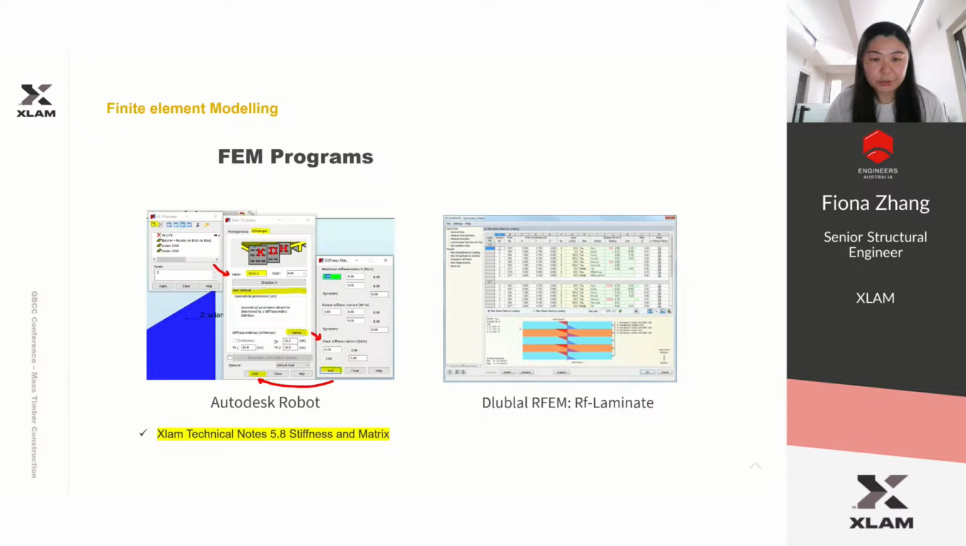So the program we use the most is RVM from Dubo. It is very good with composite structure. You can put in the layers and all the characteristic values, and we also have the stiffness and matrix values, which can be used for other programs.